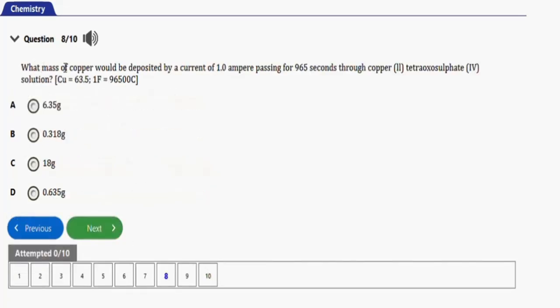It says, what mass of copper will be deposited by a current of 1 ampere passing for 965 seconds through copper II tetraoxosulfate VI solution. Okay, so we have these parameters: copper, the mass number, and the quantity of electricity. 1 faraday equals 96,500 coulombs. So let's get a calculator and solve this.